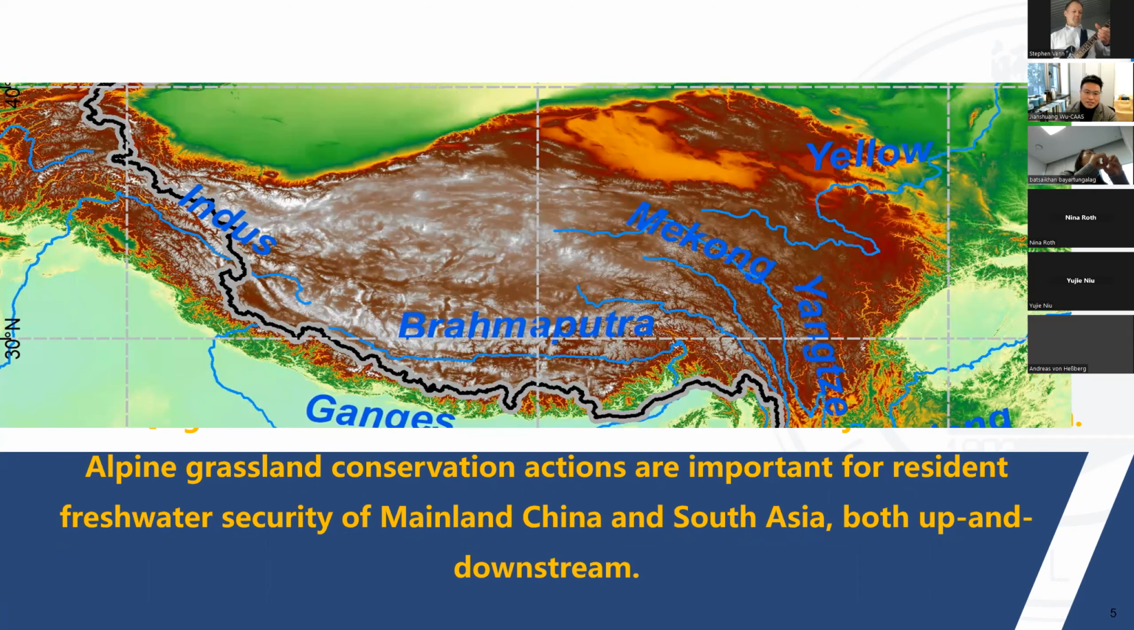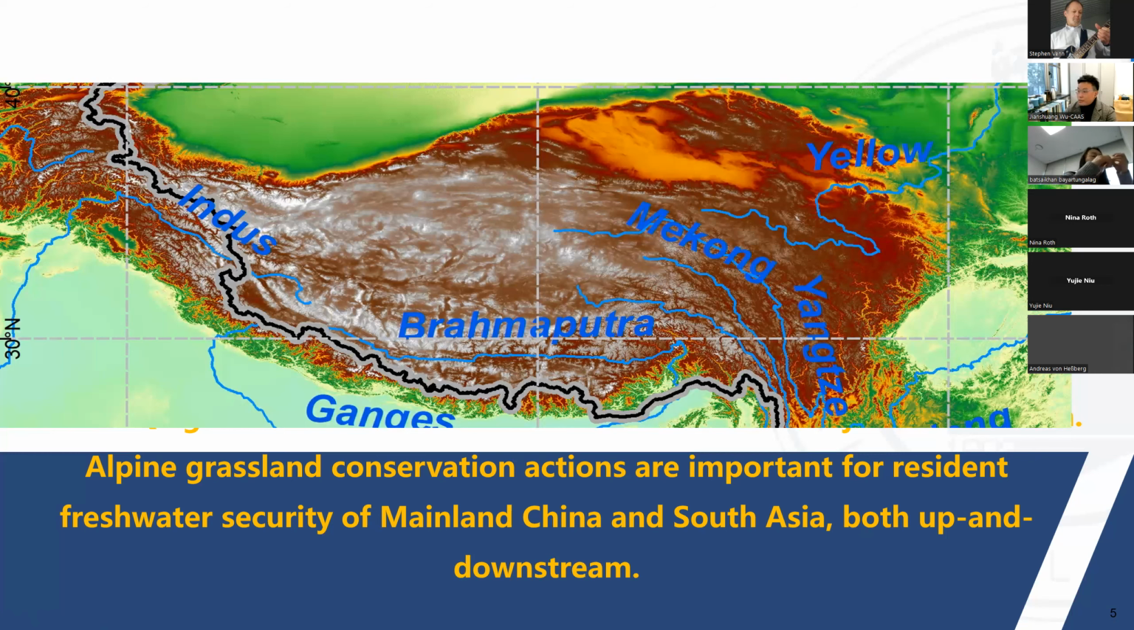The second is, as maybe you know or not, the Tibetan Plateau is called the Chinese tower of fresh water, because several large rivers are sourced from this plateau. It's very important for freshwater security for mainland China and South Asia. Like the Yellow River from Qinghai province, the Yangtze also from the boundary between Tibet and Qinghai province, and also the Indus, the Ganges, the Brahmaputra, and the Mekong.